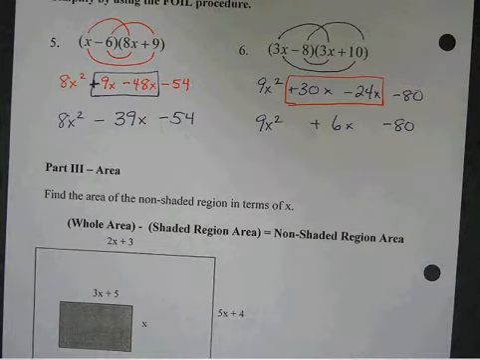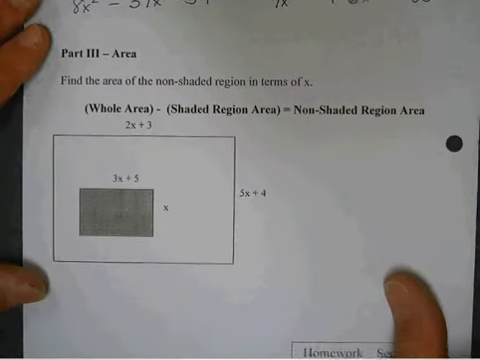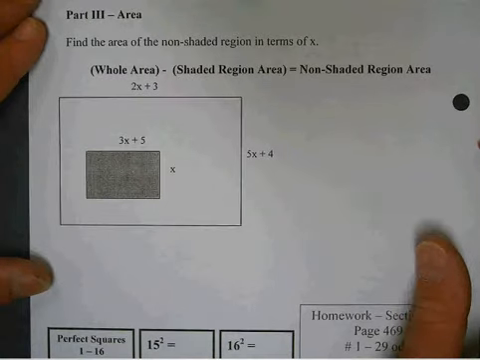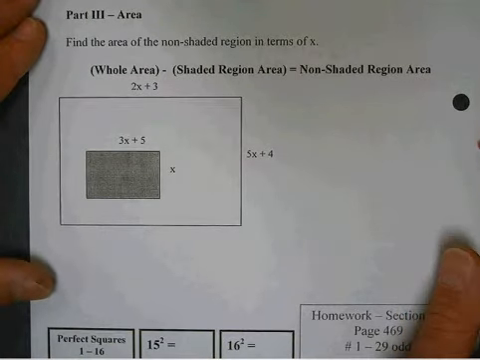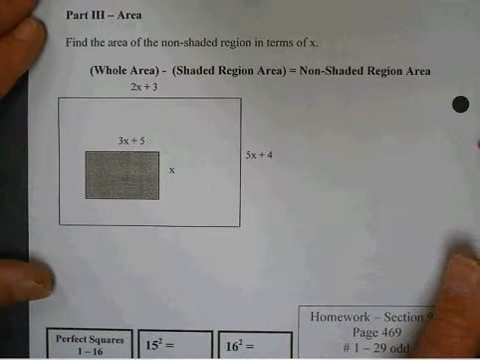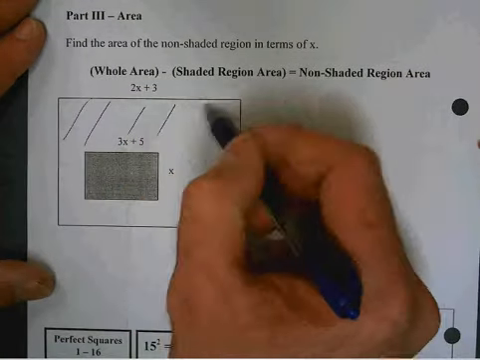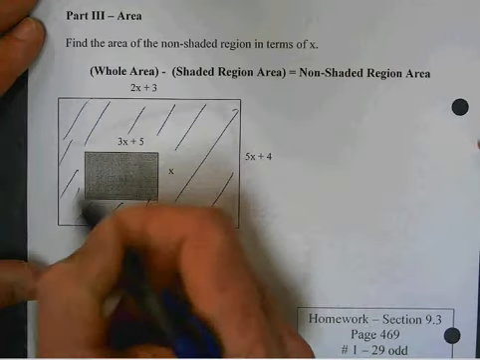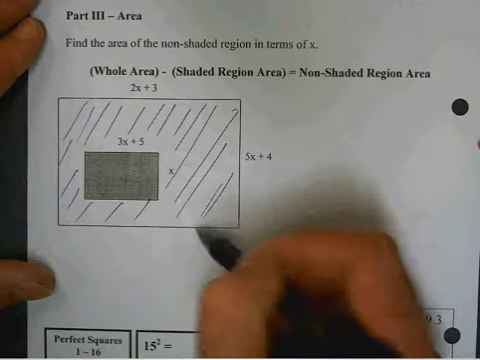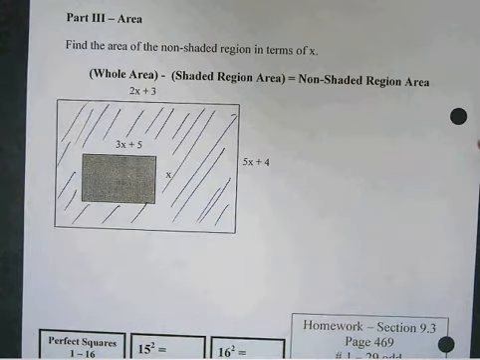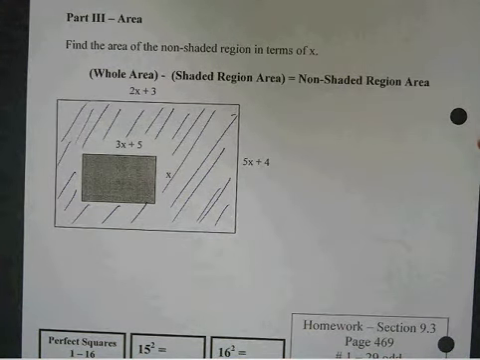All right, so that's called FOILing, or multiplying a binomial times a binomial. Now, down here I have an application where we're going to use this idea. It says find the area of the non-shaded region in terms of x. So I want the area of all this part that I'm putting lines through right now. How do I find the area of that bluish shaded section? Give me some thoughts. Luke, what do you think? You've got to get the area of the whole thing and then subtract the area of the shaded part.